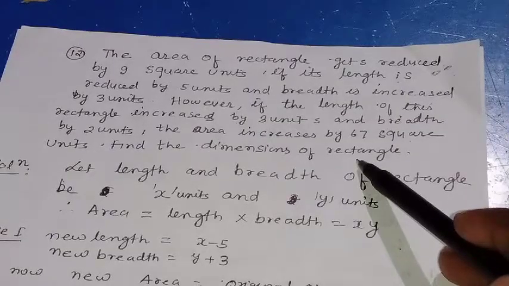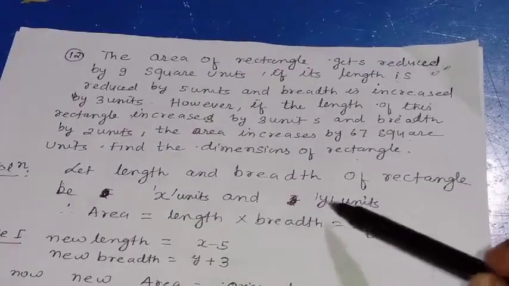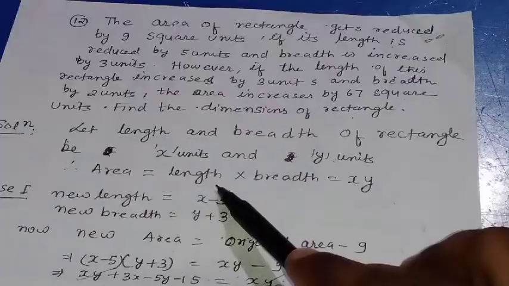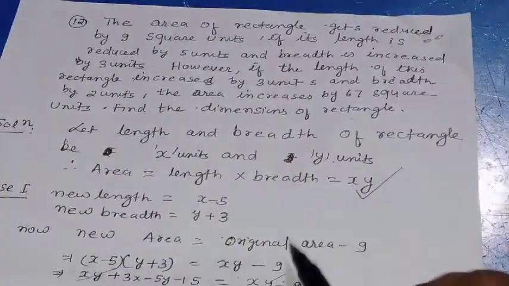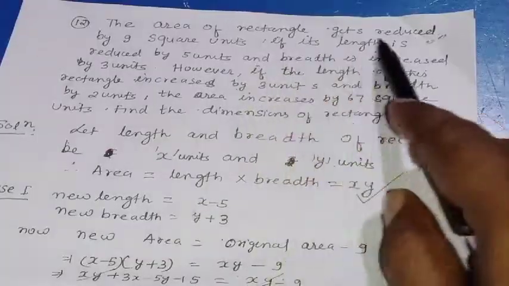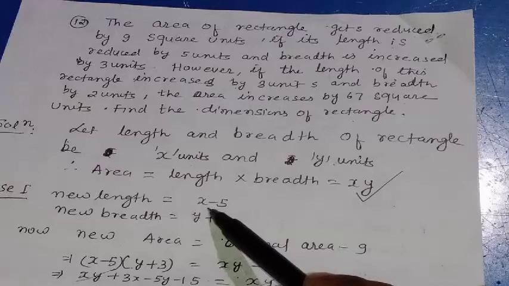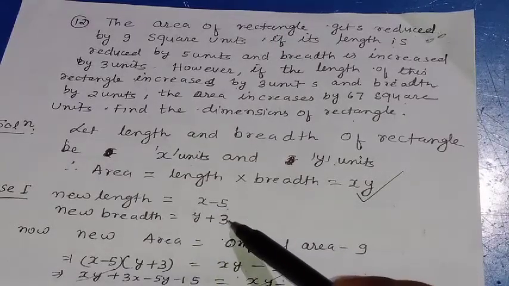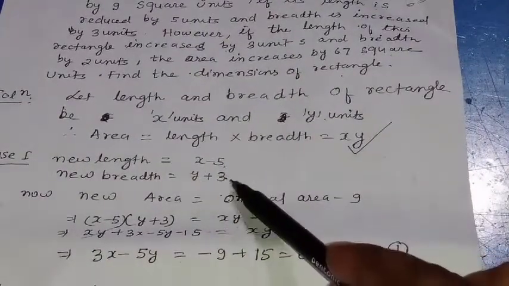So at first we'll start with the consideration that let the length be x unit and breadth be y unit. So obviously the area will be how much? Area of rectangle, everyone knows, length into breadth, so it will be xy. But now the condition is given. If length is reduced by 5 units, the new length will be x minus 5, and breadth is increased by 3 units, so the new breadth will be y plus 3. So the new area will be the product of these two, x minus 5 into y plus 3.